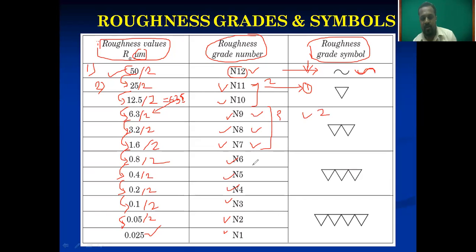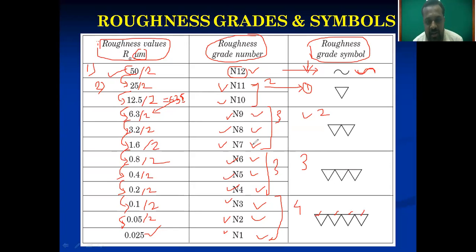Again we take 3 grades. Here also we take 3. Here we have taken the single triangle, here the 2 triangles, here we have to take 3 triangles. Again we combine 3 grades like this, and here we take 4 triangles. In this manner we have to remember that whole chart.